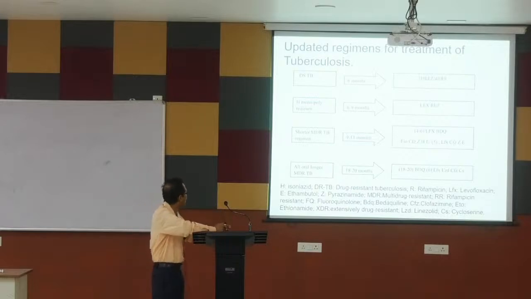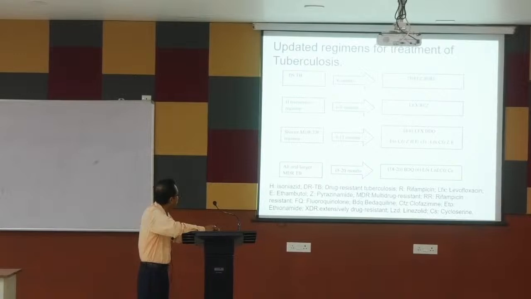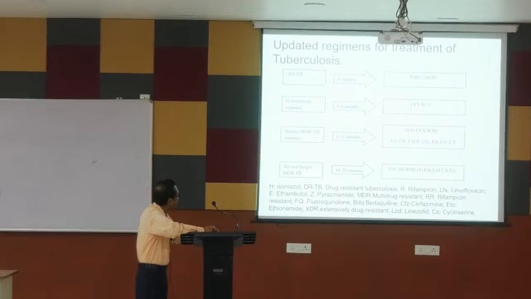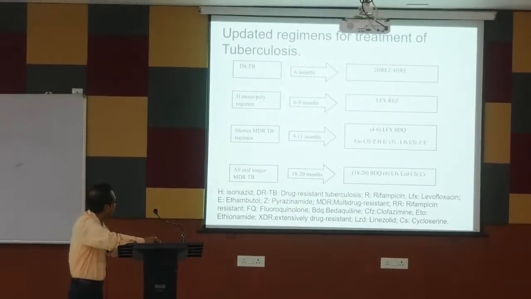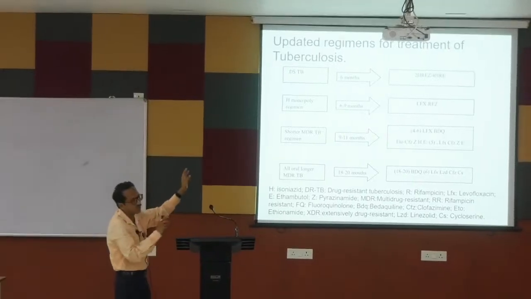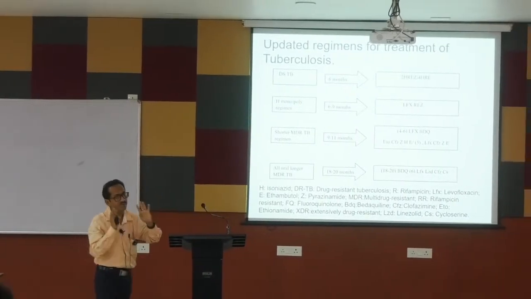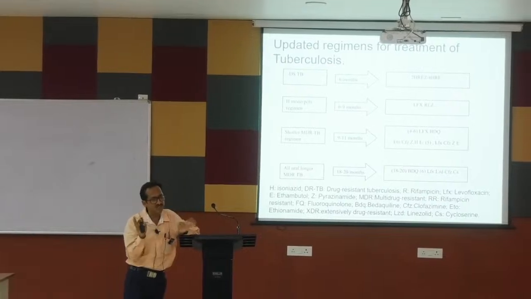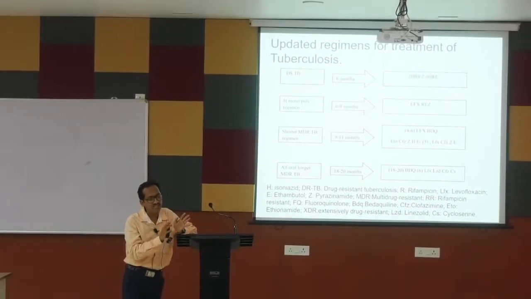Next is the all-oral longer MDR-TB regime. Bedaquiline, total duration is 18 to 20 months. Bedaquiline along with others for 6 months, followed by levofloxacin, linezolid, clofazimine, and cycloserine. So for these regimes, at least if you don't remember all of them, remember two regimes. First is the 2 and 4 months for drug-sensitive tuberculosis.